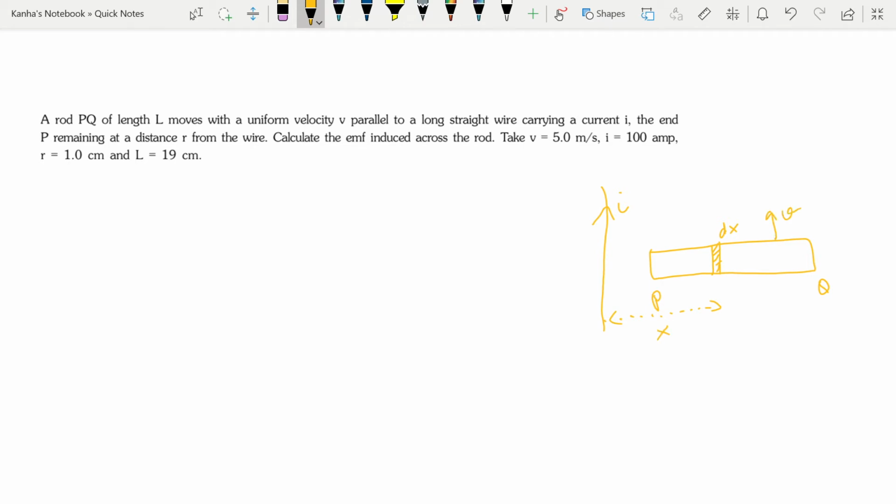Now the next thing is to calculate the EMF induced across the rod. Take V is equal to 5 meter per second and I is equal to 100 amps. R is 1 centimeter and L is 19 centimeter.